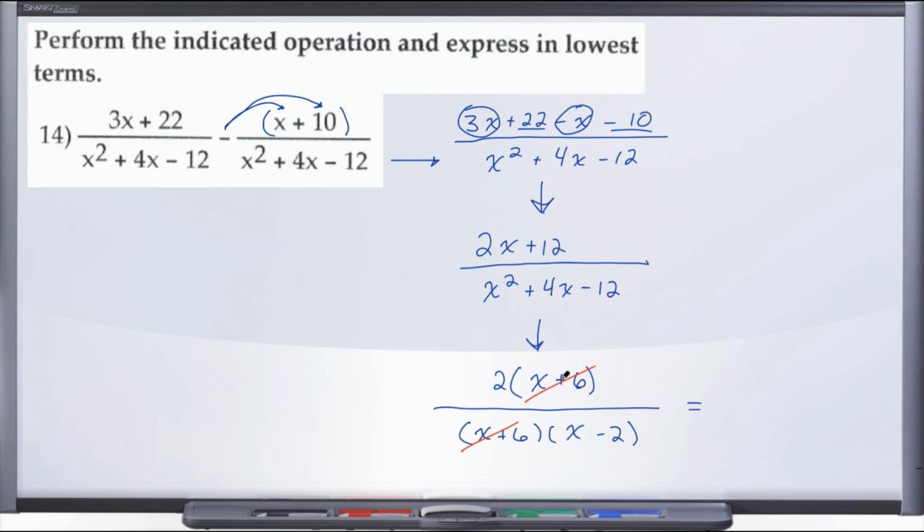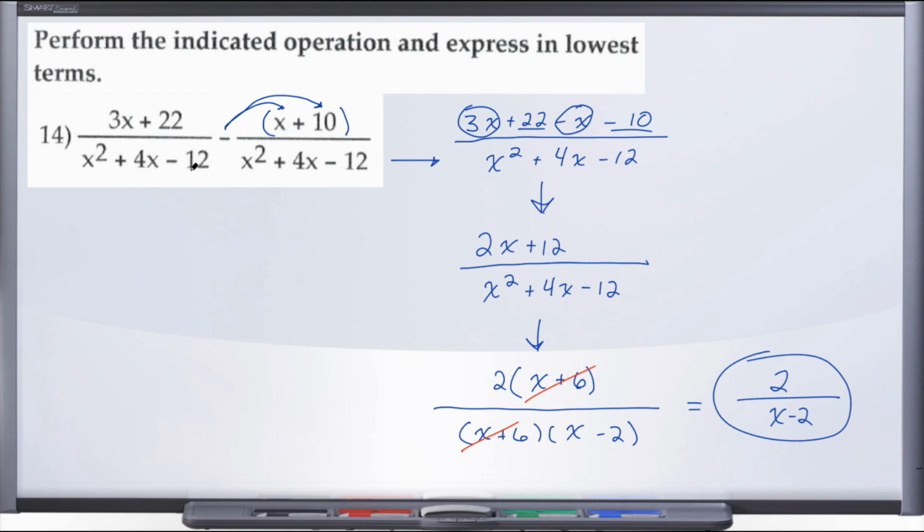Well, we're just left with, in our numerator, the only thing left is a 2. What are we left with in the denominator? Well, the only thing left is that x minus 2, and there we have it. So when we combine or try to express this in lowest terms, again, don't be tempted to stop here. Try to factor all the way through because you might end up revealing some things that can be canceled.